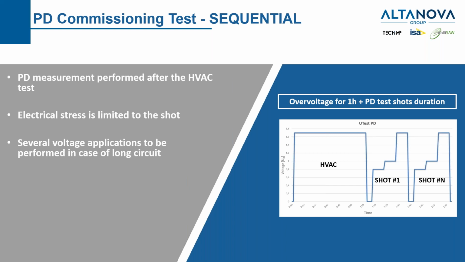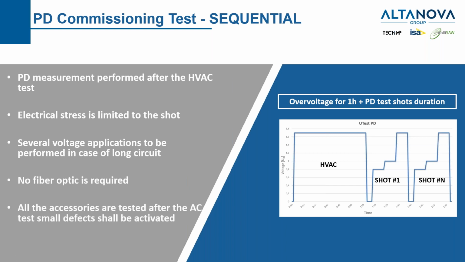The electrical stress is limited to the shot in this case, and we need several voltage applications to be performed in case of a very long circuit. On the contrary, we don't have any fiber optic required, and compared to the SOC test, considering that we have already stressed the cable with the HVAC test, we should also have small PD inside.